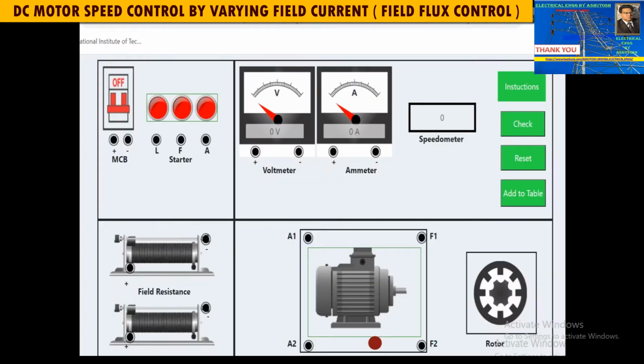So today we will discuss the main connection diagram. This is the main connection diagram. You can see over here, this is the DC motor and this is the rotor of the DC motor. These are the two armature points A1 and A2, and these are the field points F1 and F2. This is the miniature circuit breaker, MCB supply is there, and DC supply is applied.